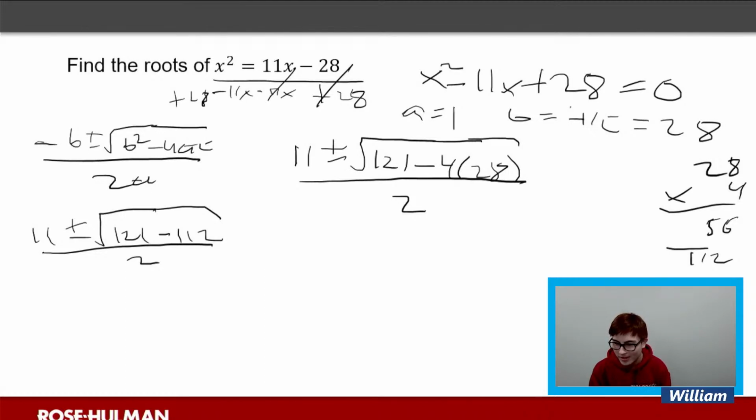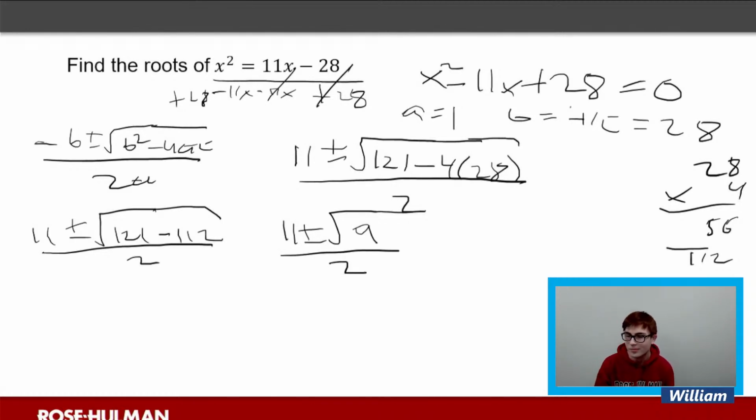So we've got 11 plus or minus, I'm going to simplify inside the radical now. So 121 minus 112, it's actually 9, and then that's divided by 2. So we need to find the square root of 9. Luckily, 9 is also a really nice square number, and that comes from 3 squared. 3 squared is 9, so the square root of 9 is 3. So we have 11 plus or minus 3 over 2.